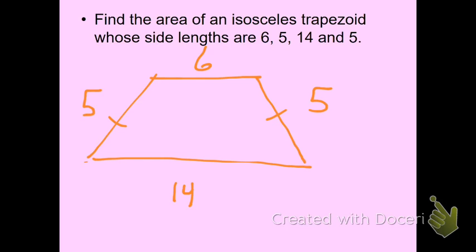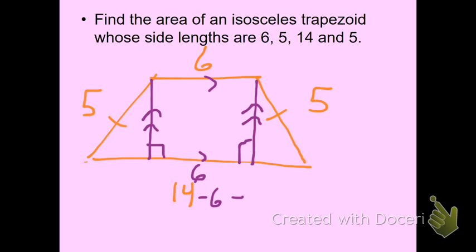Now, isosceles trapezoids are symmetric, so I could draw the height here and the height here, and since these sides are parallel and both of these are perpendicular to those sides, so they're also parallel, it creates a rectangle. So that side would be 6. Alright, so if we do 14 minus 6, that leaves us with 8. Divide that by 2. That means that this part here has to be 4, and that part there has to be 4. So you could probably see now you could do the Pythagorean theorem to find the height.